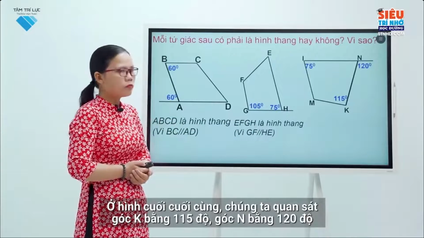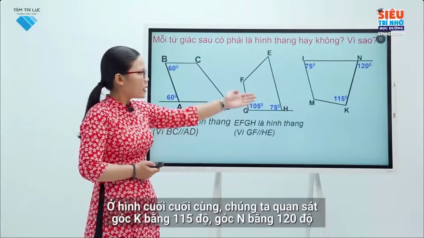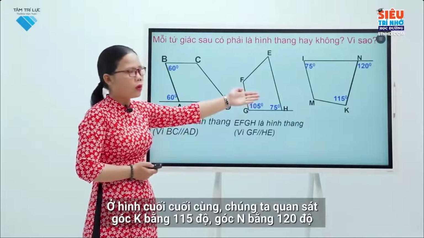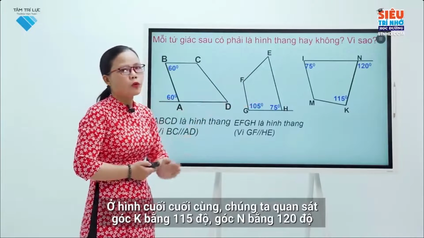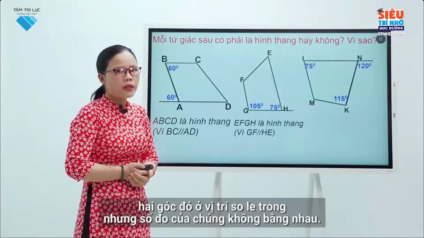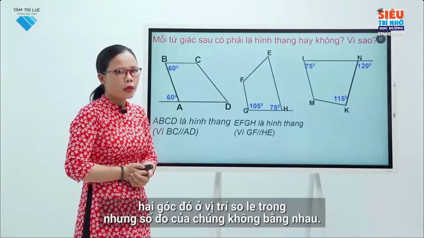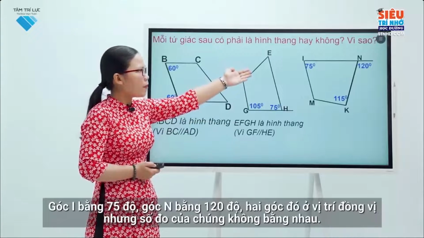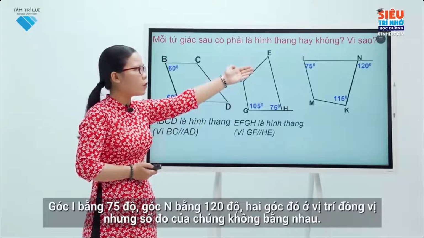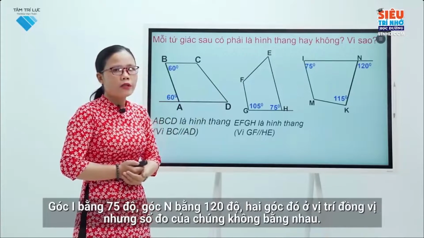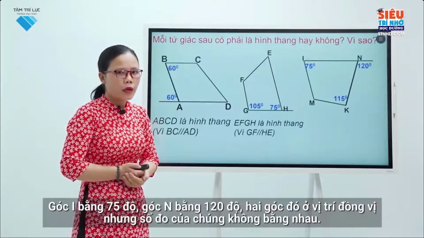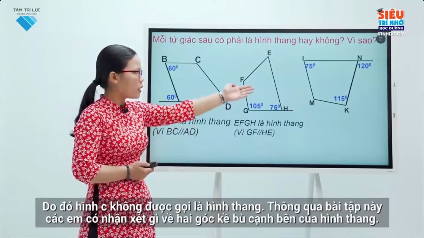In the last figure, we look at angle K equals 115 degrees and angle N equals 120 degrees. These two angles are in alternate interior positions, but they are not congruent. Angle I equals 75 degrees, angle N equals 120 degrees. They are in corresponding positions, but they are not congruent. Thus, figure C isn't a trapezium.